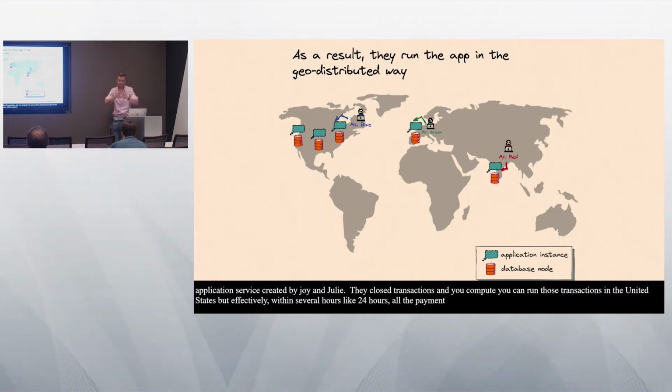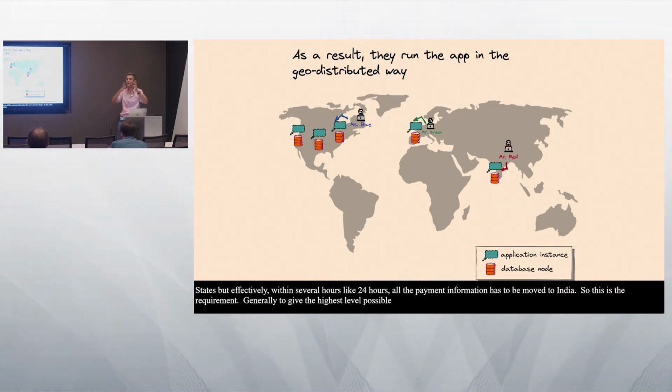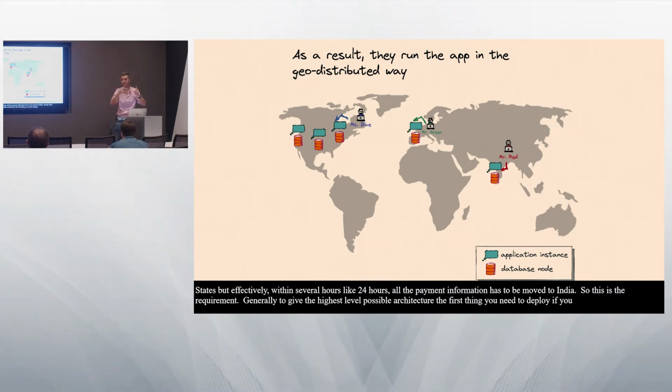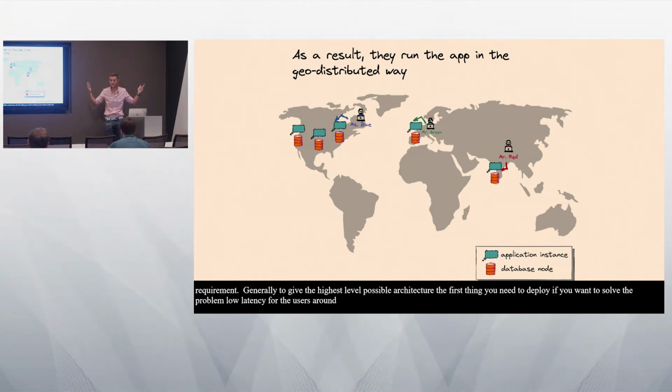And generally, to give the highest level architecture possible, it's the first thing you need to deploy if you want to solve these problems: high availability, low latency for users around different regions, and data locality. You basically don't have that many options. You need to figure out how to deploy your application across multiple regions, and you need to deploy the database.